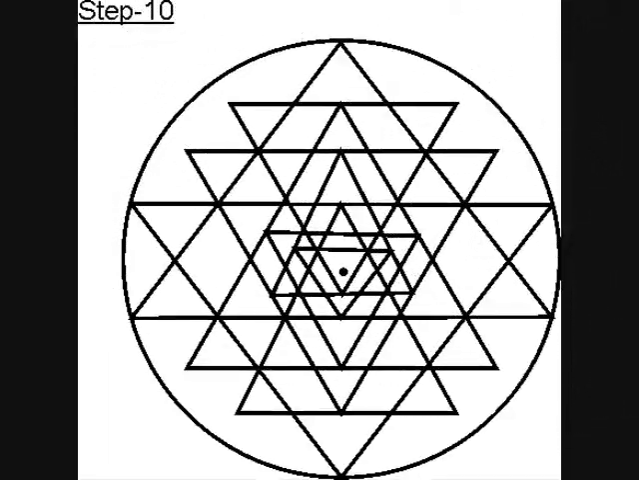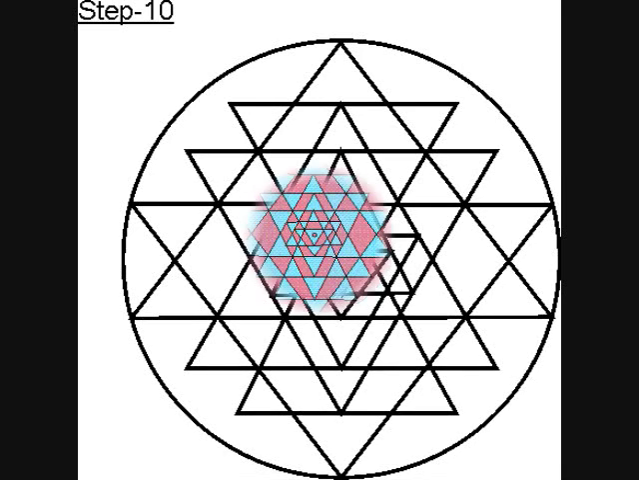Draw bindu or point in the center of the innermost triangle. Remove all the marks and temporary lines. This is the final lineal shape of 9 triangles and bindu inside the inner circle of Shri Yantra.